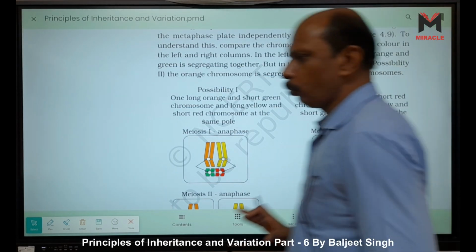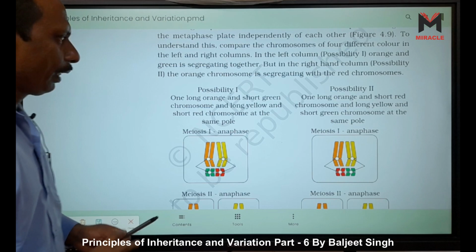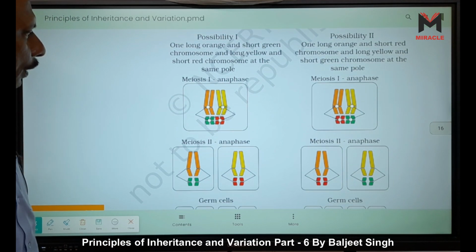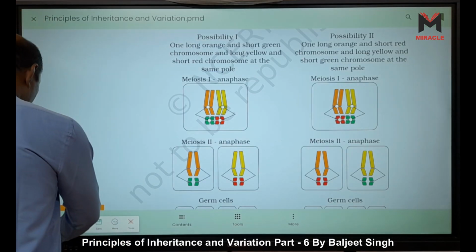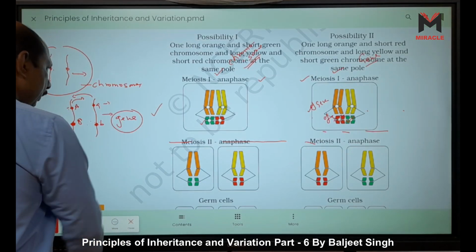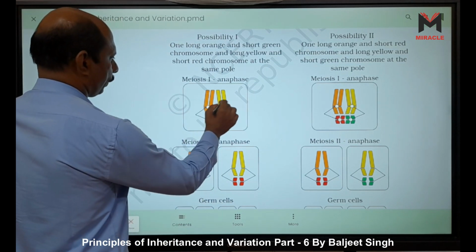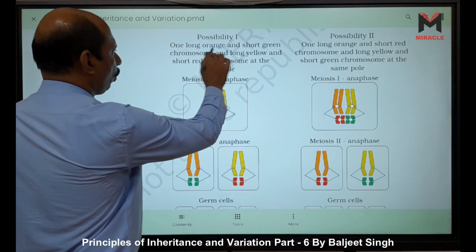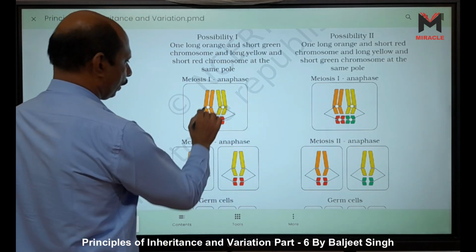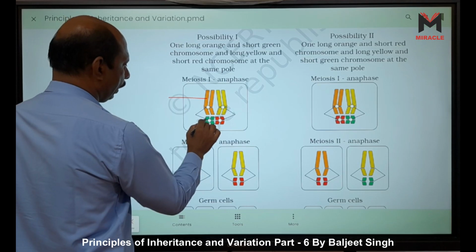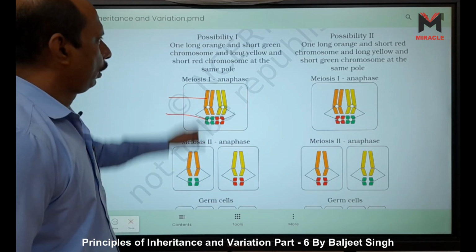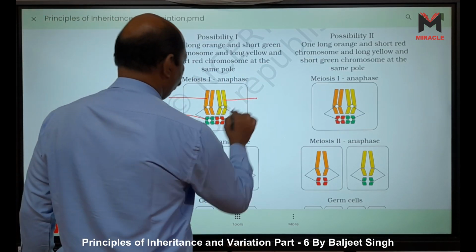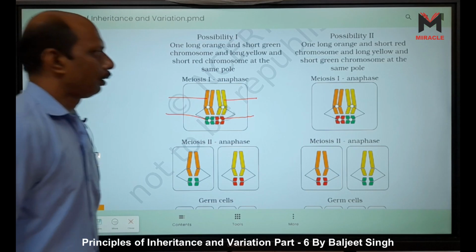Two possibilities are given here, right? And we can see what possibilities are there: possibility first and possibility second. Here, in this color body, we can see this one is orange and this one is orange and red. Two things are given: long orange and short green chromosome, and long yellow and short red chromosome. This one is long yellow and this one is short red chromosome.